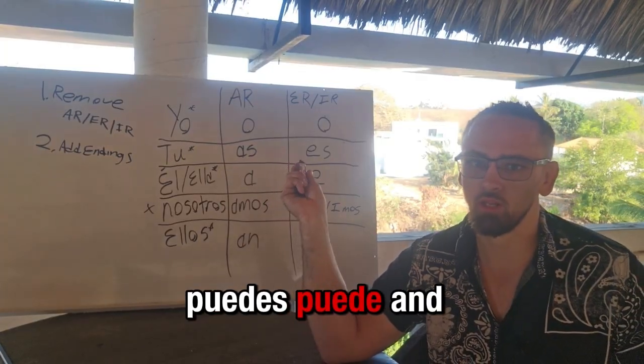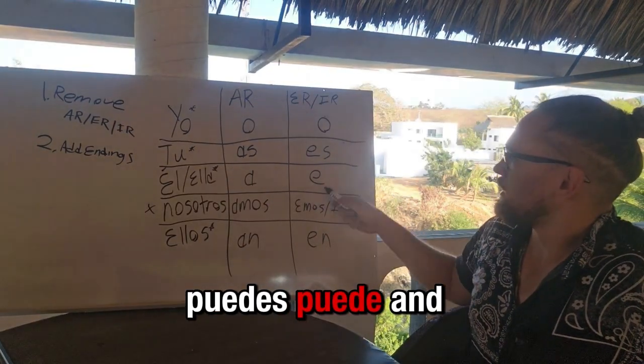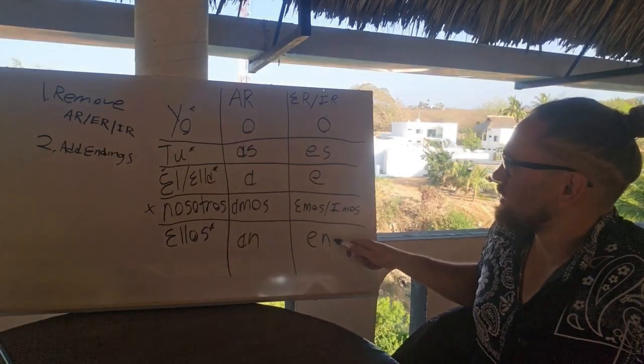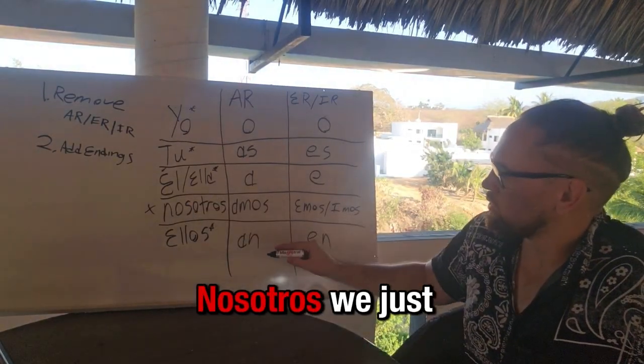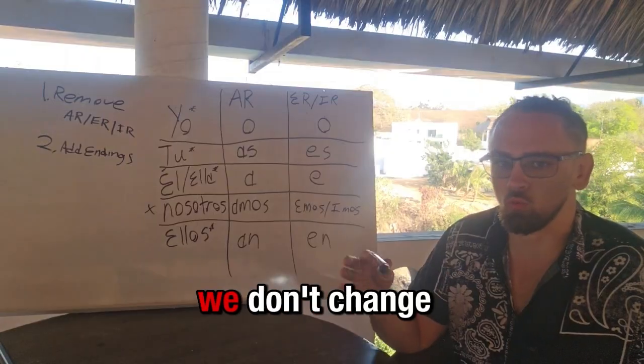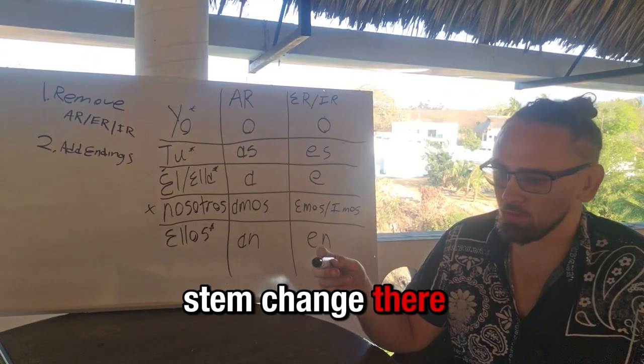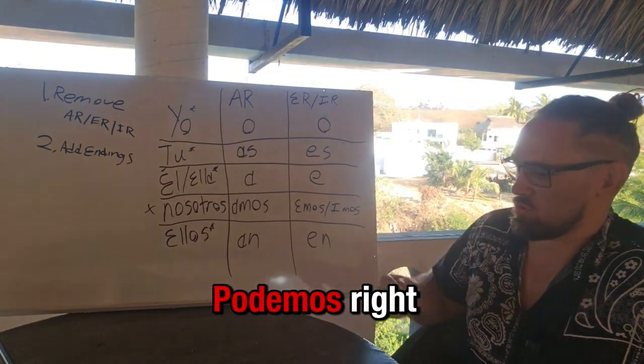Puedo, puedes, puede, and pueden, right? But then for nosotros, we just leave that POD alone. We don't change it. There's no stem change there, right? So we get podemos, right?